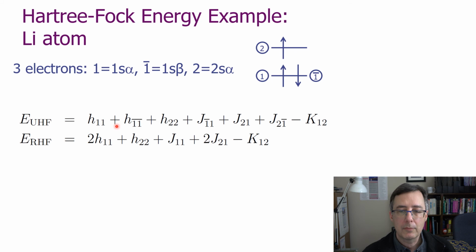How would this simplify if I said, you know what, I'm going to want restricted orbitals. So these two guys live in the same spatial orbital. Then you just erase the bars on everything. So H1 bar 1 bar becomes H11, and I can add it with this one, and I get two of those guys. H22 doesn't care. This guy becomes J11. This guy is J21. This guy becomes J21, so I can add those two, and I get that. And then this guy was unaffected. So it's kind of a piece of cake to write this stuff down or then simplify it into this.